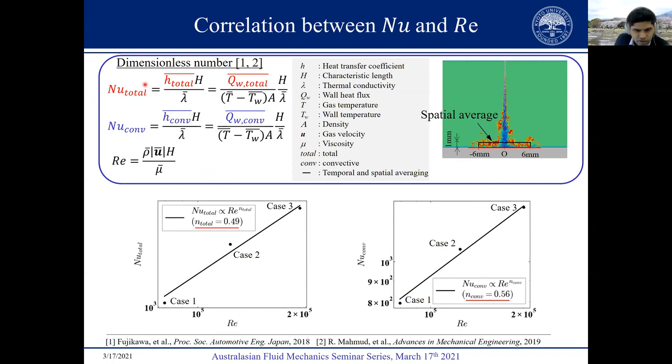Once we calculated these two types of Nusselt numbers, for each case that we simulated, you can get a pair of Nusselt number and Reynolds number. The left graph shows you the dependence of the total Nusselt number on the Reynolds number, and we plot the pairs of these values of each case, and you take the best fit line. And what it shows you is that the correlation index value is about 0.49.